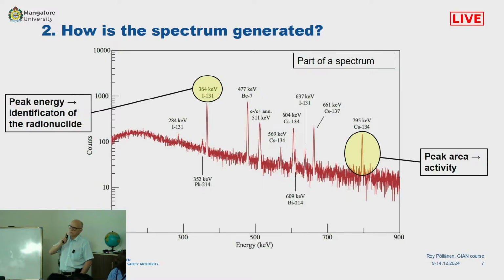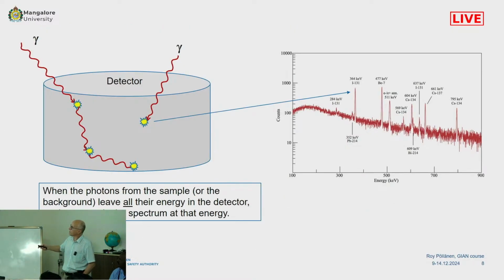So, how do we calculate the activity? It is based on the peak area. How many counts are in this peak? Basically, it's quite an easy process, but not always. This is only part of the spectrum, not the whole one.